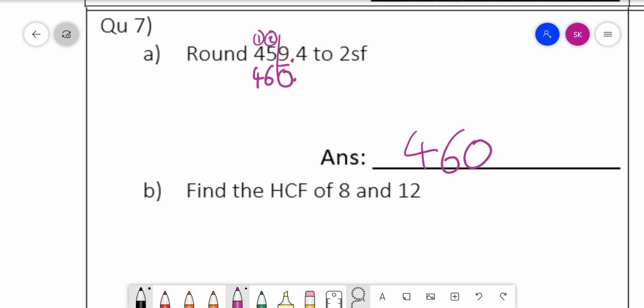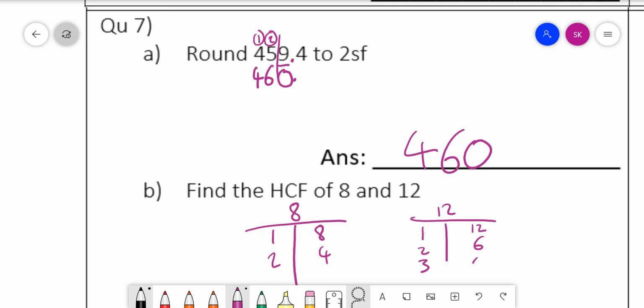HCF means highest common factor. Factors of a number go into a number. So we've got to find the biggest number that goes into 8 and 12. So for 8, I've got 1 and 8, 2 and 4. 3 doesn't go into it, and I know I've done them all. 12, I've got 1 and 12, 2 and 6, 3 and 4, and I'm done. So what's the biggest factor they both have? I'm looking and I'm seeing 4 is the biggest number they've both got. So the answer is 4.